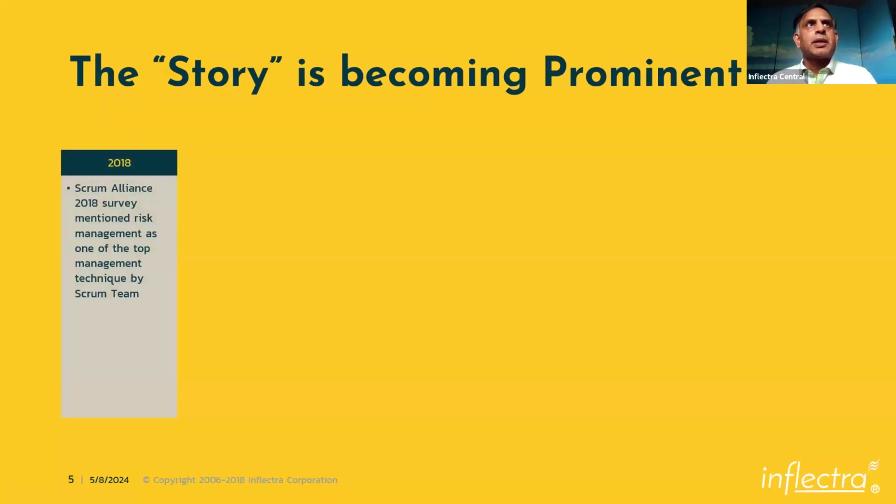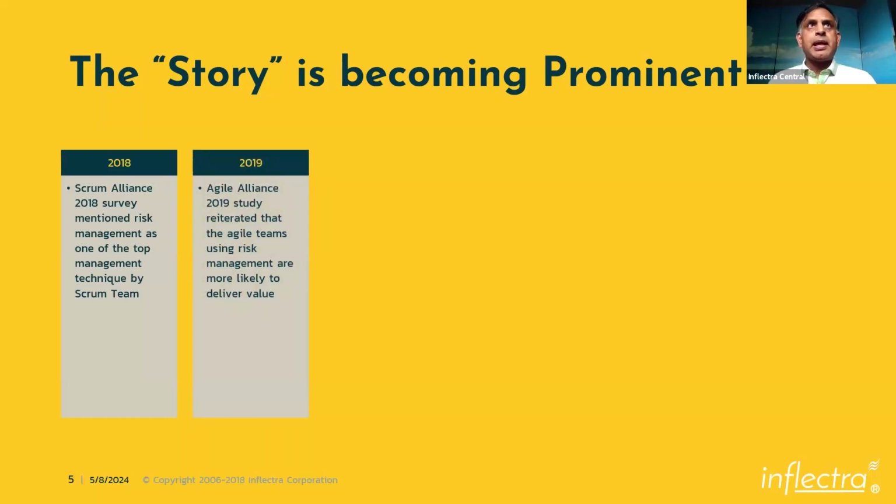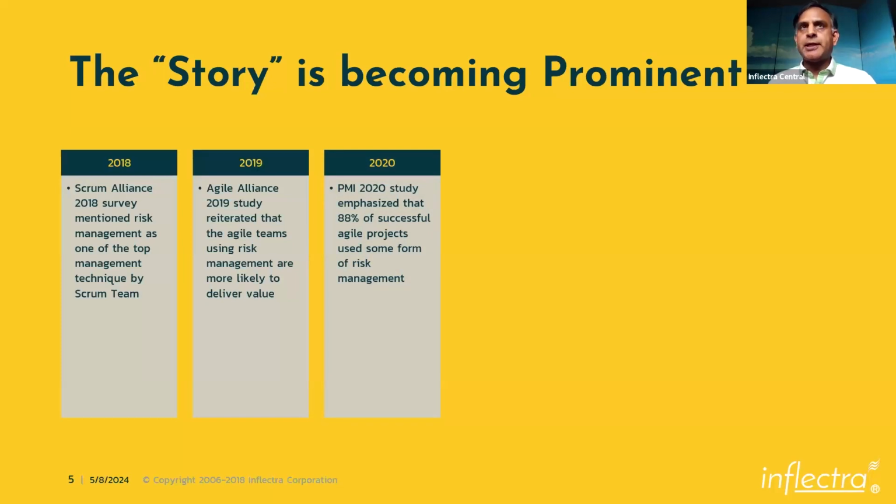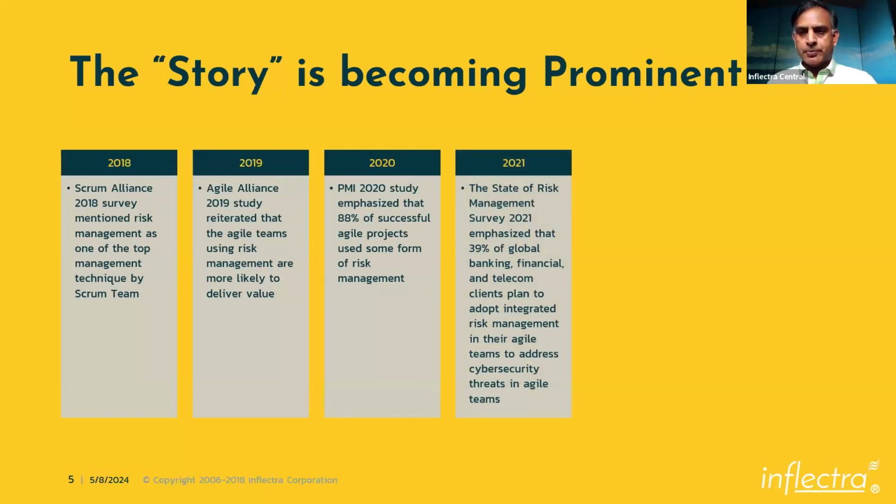So when you look at 2018, Scrum Alliance did a survey, and they came back and said risk management is one of the top management techniques used by Scrum teams. Now, in 2019, Agile Alliance did a study, and they came back and said Agile teams using risk management are more likely to deliver value by the definition that I just articulated before. In 2020, PMI did a study, and they emphasized 88% of successful Agile projects use some form of risk management thought processes. And in 2021, the State of Risk Management survey emphasized that 39% of all the global banking, financial, and telecom industries adopted some form of integrated risk management thought processes in their Agile teams to address the growing cybersecurity threats that the Agile teams were not necessarily always accounting for.